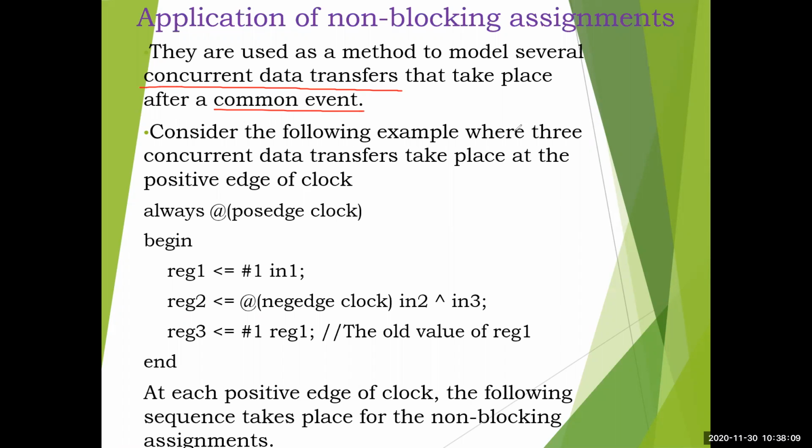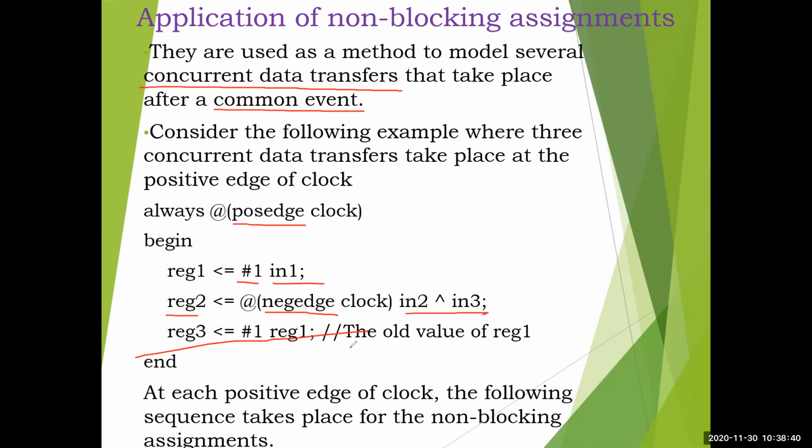Consider the following example where three concurrent data transfers take place at the positive edge of clock. So you have written always @(posedge clock). posedge is a keyword indicating the positive edge of the clock; negative edge is also there, negedge. Here also it is mentioned. So clock is the variable. Begin: register 1 <= #1 in 1; register 2 <= @(negedge clock) in 2 XOR in 3; register 3 <= #1 register 1.